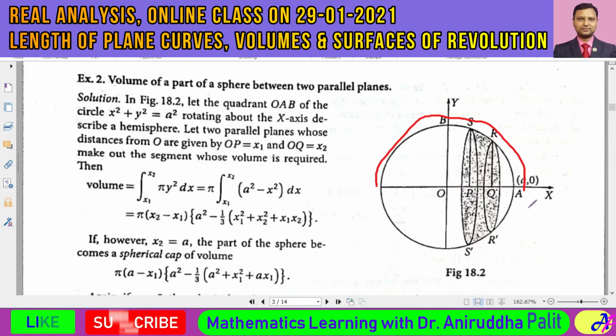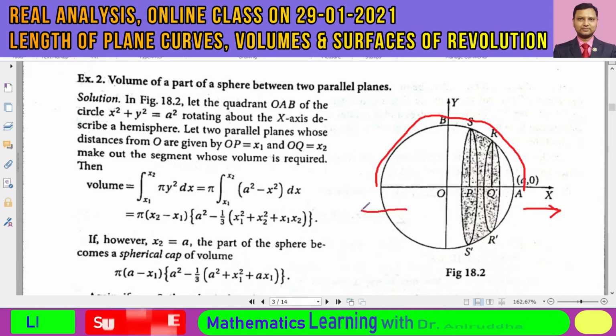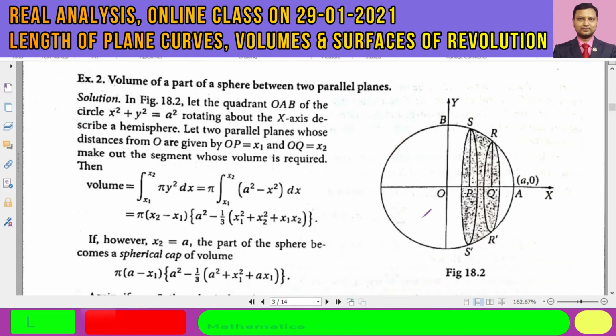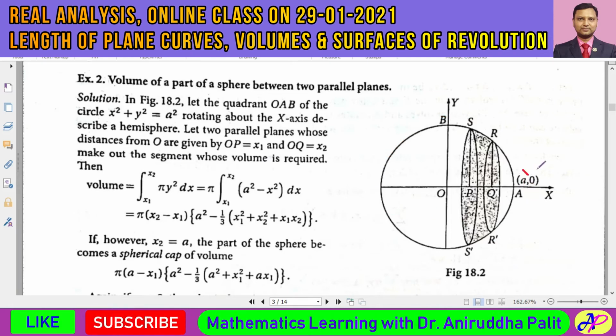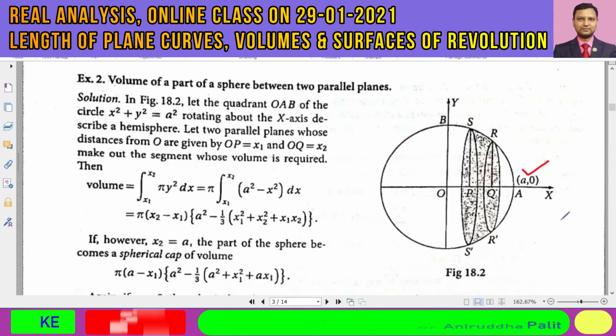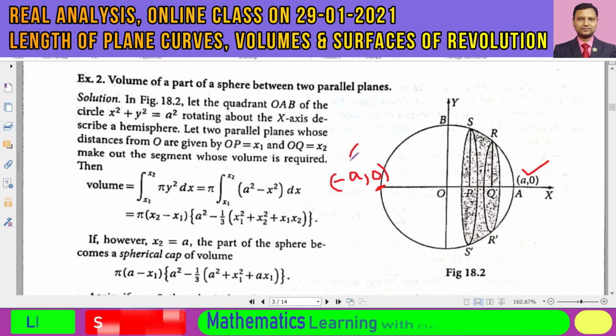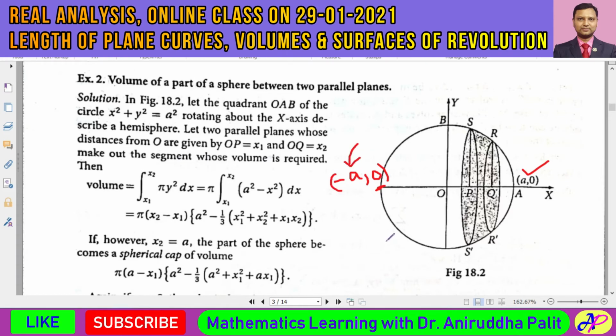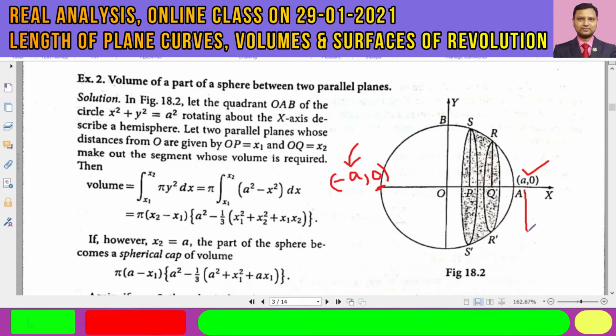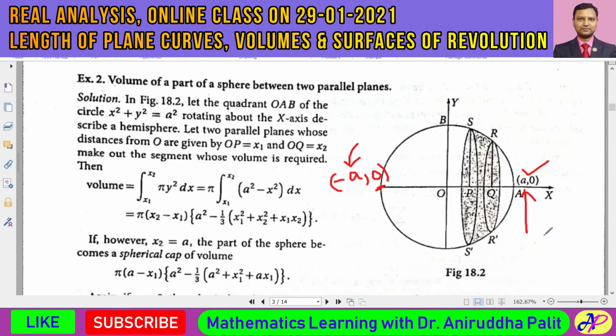You see over there, this x is a positive quantity on the right and x would be a negative quantity on the left. So over here, this (a, 0) is the coordinate of this point, and the coordinate of this point would be (-a, 0). Alright, so over here the left limit should be equal to minus a, and the right limit of x should be equal to plus a.